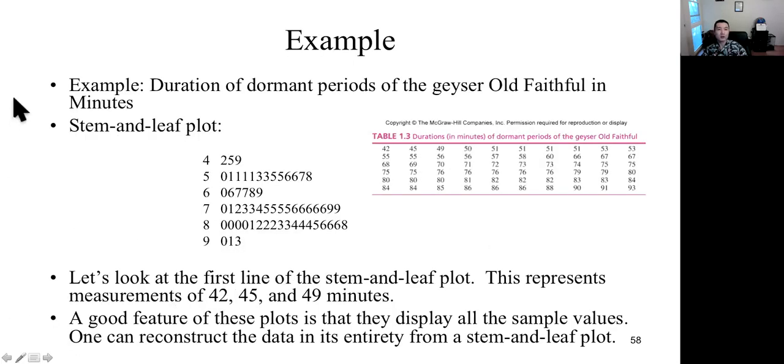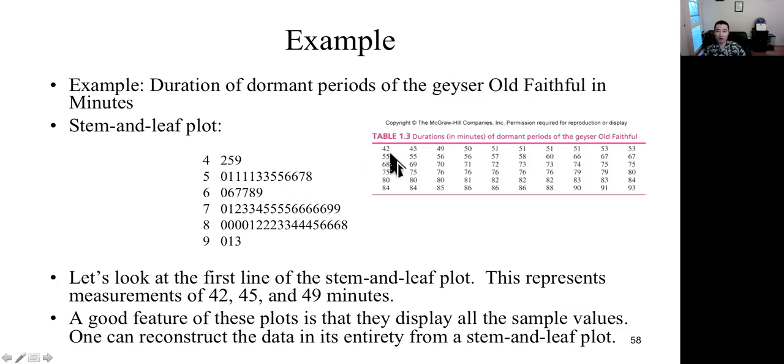All right, here shows the duration of the dormant period of a geyser called Old Faithful, in minutes. Old Faithful geyser is a very famous geyser in Yellowstone National Park. I think many of us have heard of it before. That table shows us the duration of the dormant period, which is the time between two eruptions in minutes, and we put this data in the stem and leaf plot.